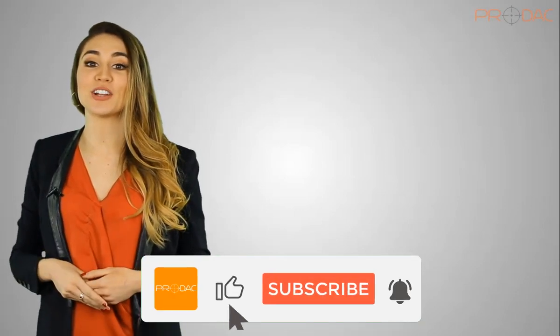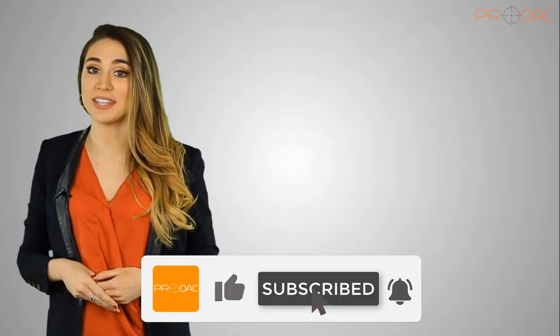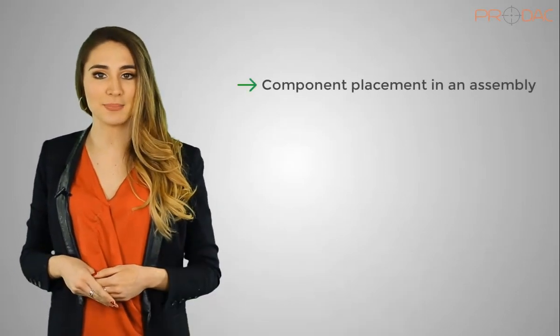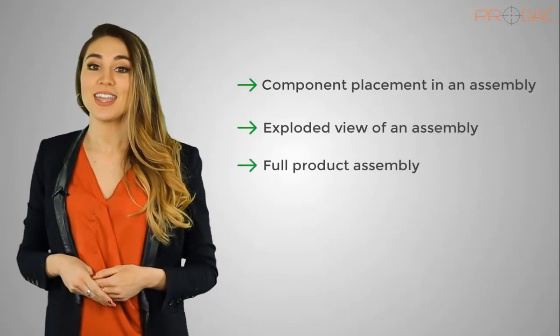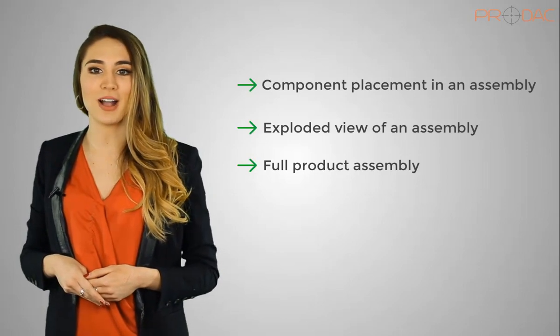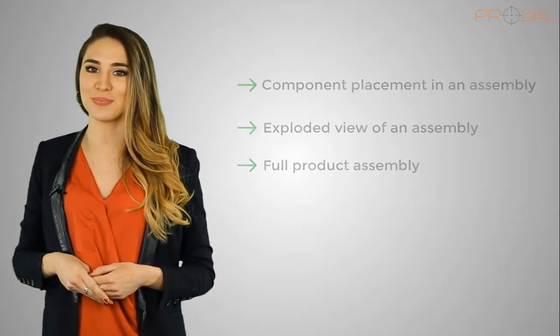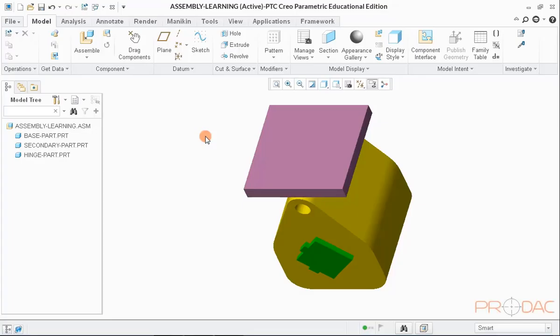In this session, we'll be learning the assembly topics such as command placement in assembly, exploded view of an assembly, full product assembly. Stay tuned to explore more on assembly processes in Creo 3.0. This is the assembly we'll be creating. Parts used in this assembly are already created and saved in the working directory.